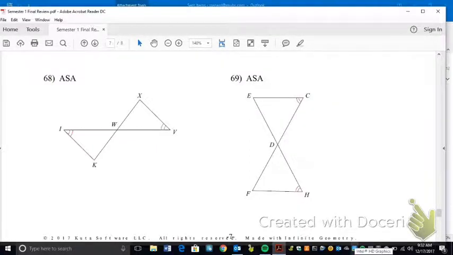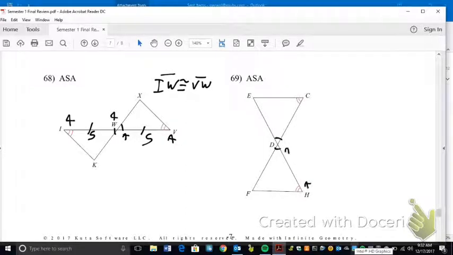68, ASA. Okay? So that's angle, side, angle. Now they give us one angle. We can figure out that the second one is there because of vertical angles. So when we're looking here and we have our angles, that S has got to be in between the two, okay? It just can't be a random side. Look at the actual words. It's got to be between the two. So we need IW to be congruent to WV.